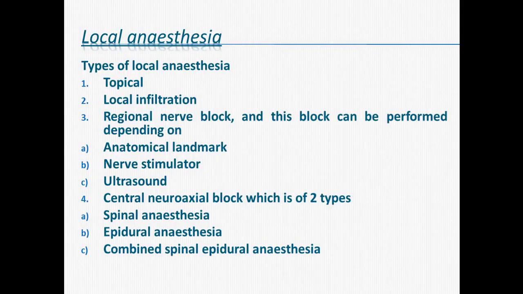In local anesthesia, the types are topical, local infiltration, and regional nerve block, and this block can be performed depending on anatomical landmark, nerve stimulator, or ultrasound guidance. Central neuraxial block is of two types, spinal anesthesia and epidural anesthesia, or combined spinal epidural anesthesia.